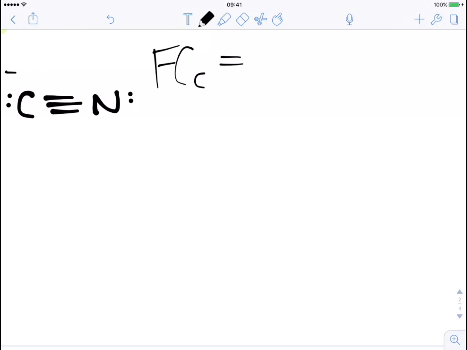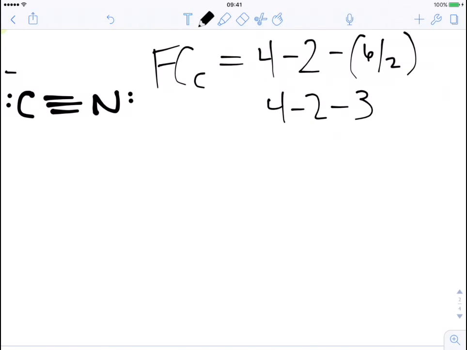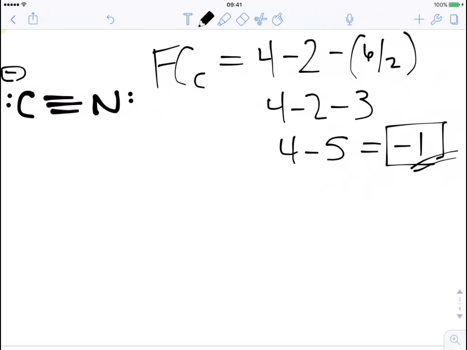what you want to do is take its group number minus its lone pair electrons minus half of its bonding electrons. If you do that, it comes down to 4 minus 2 minus 3, which is 4 minus 5, which equals negative 1. This makes sense because we see the negative charge on the carbon right here.